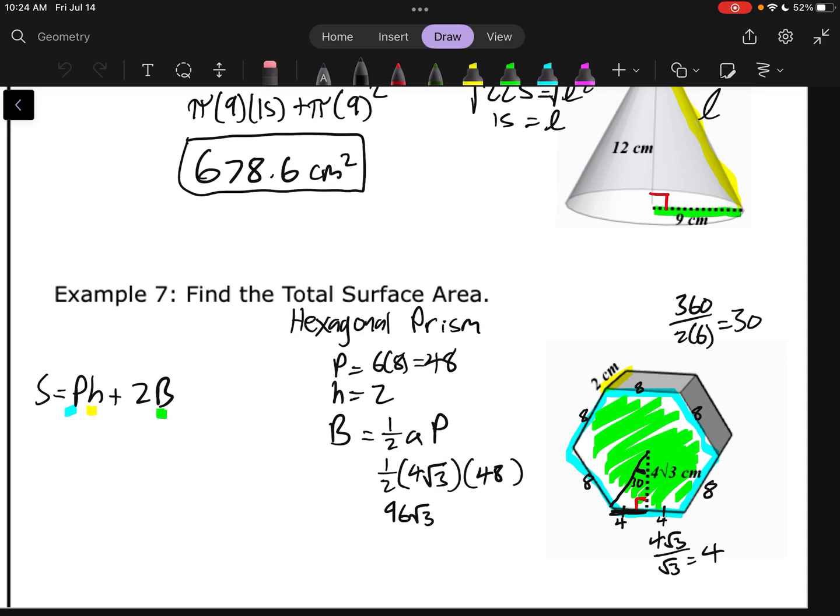answer here. Now for that one, I am going to round to the nearest 10. So 48 times 2 plus 2 times 96√3. So I'm just typing all this in this time. I like to not round until the very end if I don't have to. 2 times 96√3. I'm getting 428.6 centimeters squared.